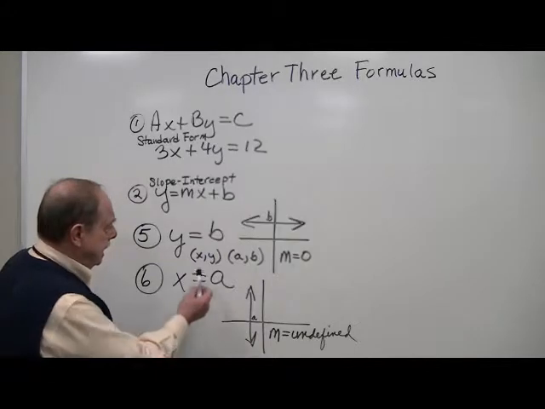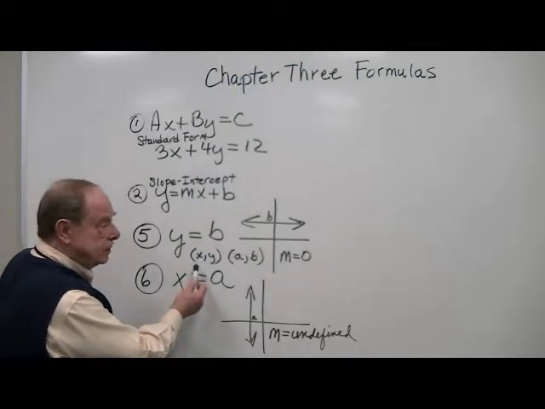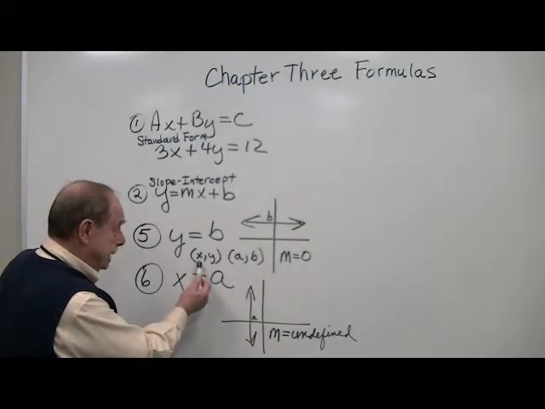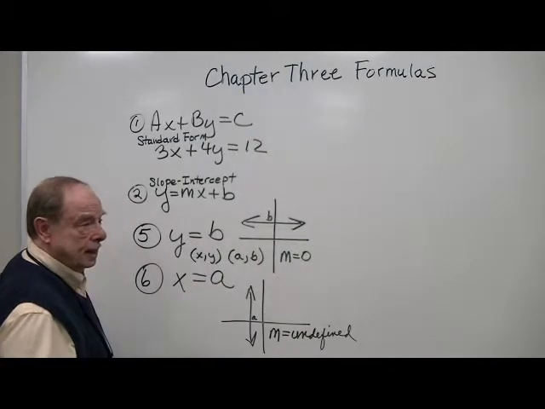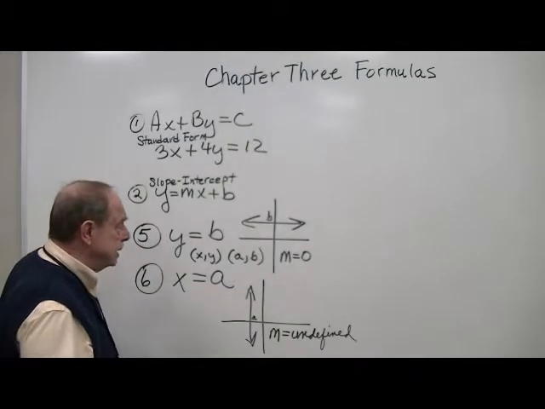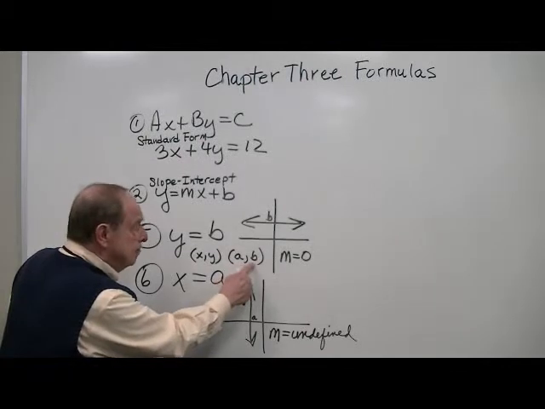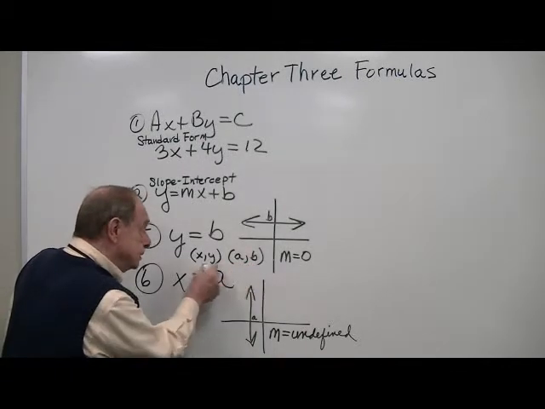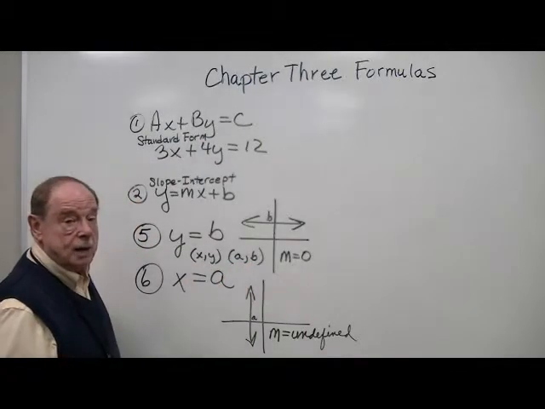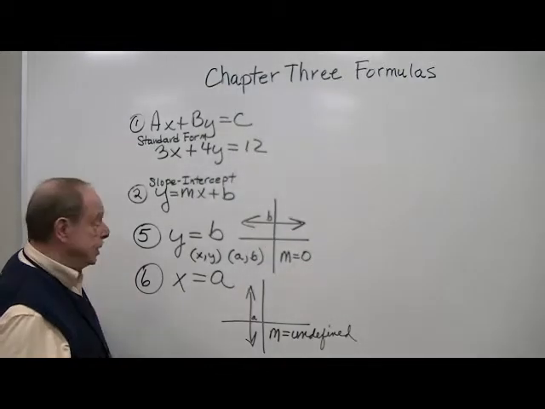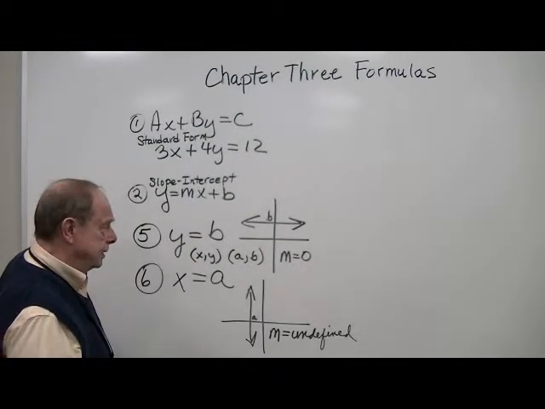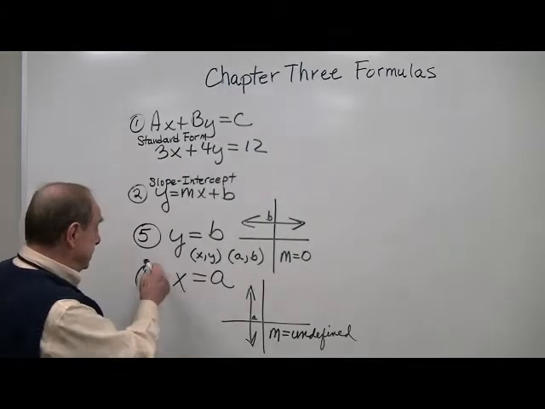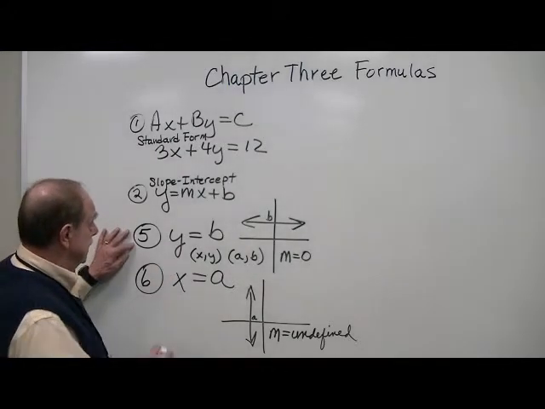We see the ordered pair. The typical ordered pair is x comma y. Well, sometimes the letters A comma B are used to substitute for x comma y as an ordered pair. And it's particularly useful when you look at Formula 5.